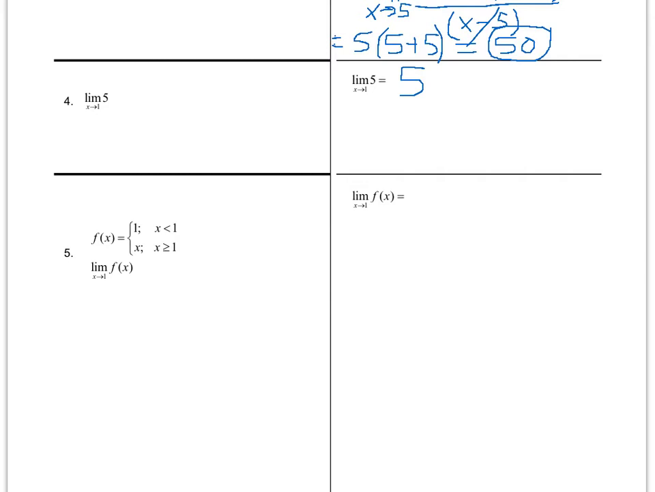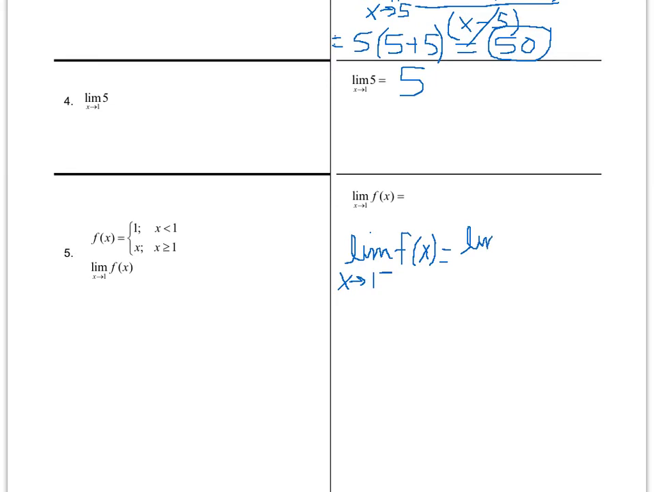Now remember, in order for a limit to exist, the limit from the left must match the limit from the right. So what I'm going to do is show the limit as x approaches 1 from the left. In order to do that, we have to pick the correct function. If x is approaching 1 from the left, that means we're taking x values that are less than 1. So we're going to use the function in the top of that piecewise.